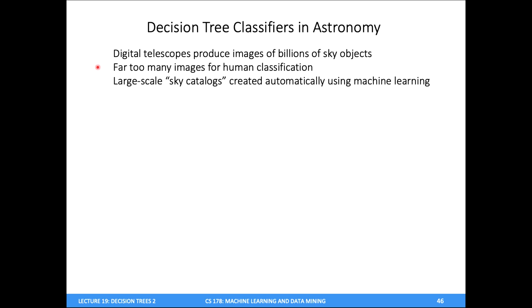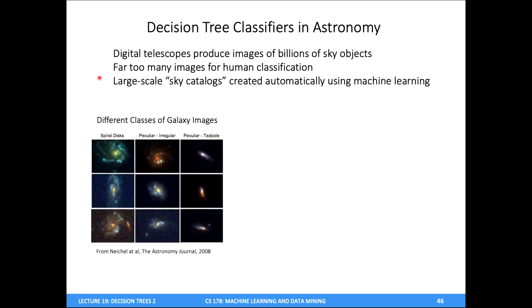There's just way too much data. So astronomers have used decision trees to build automated galaxy taggers, if you like. For example, here's a couple of different classes of galaxy images. We've got spiral galaxies. We've got peculiar galaxies. I like how astronomers name these: peculiar tadpole galaxies.